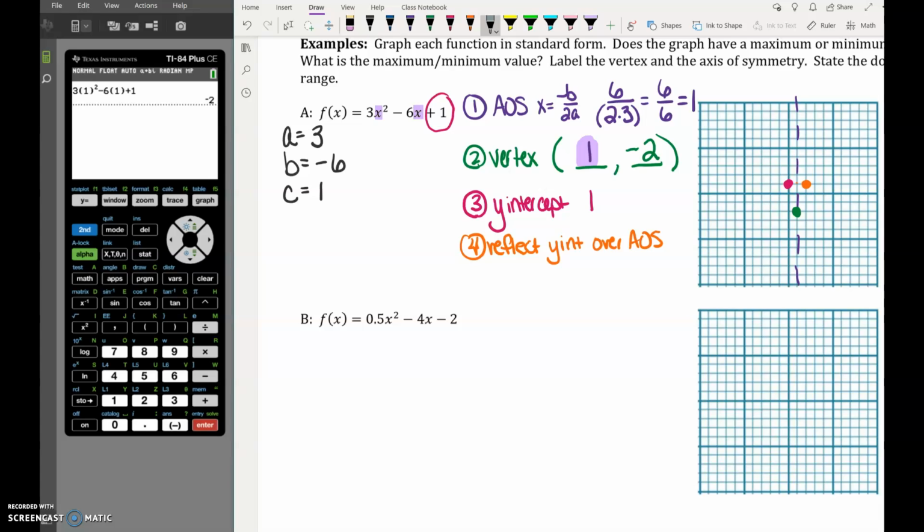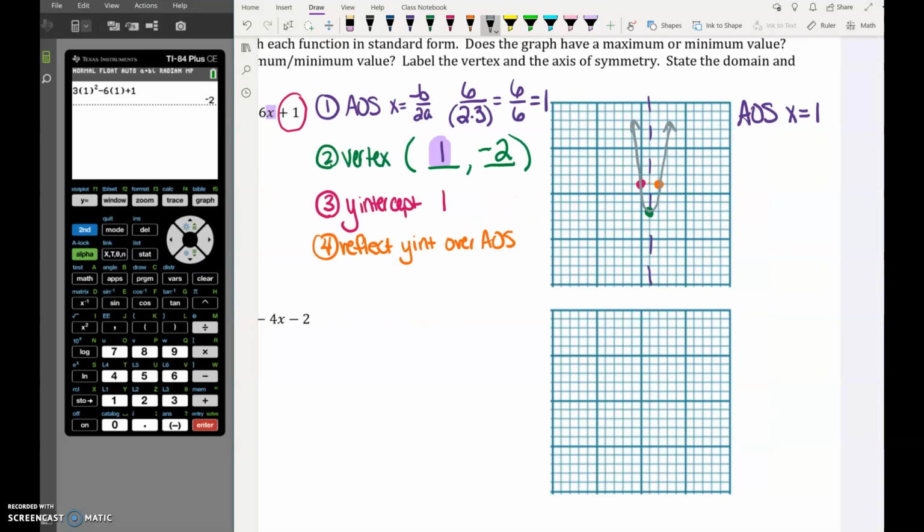Okay, once you have 3 points, then you can sketch in your parabola. Is it shocking that this parabola is so skinny? No, because our a value is 3. That's a vertical stretch. That's going to make the parabola skinny.